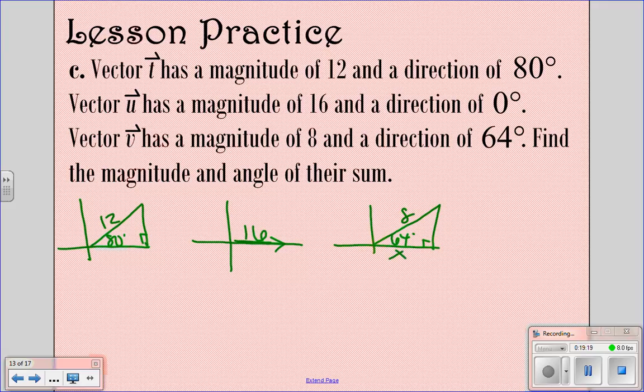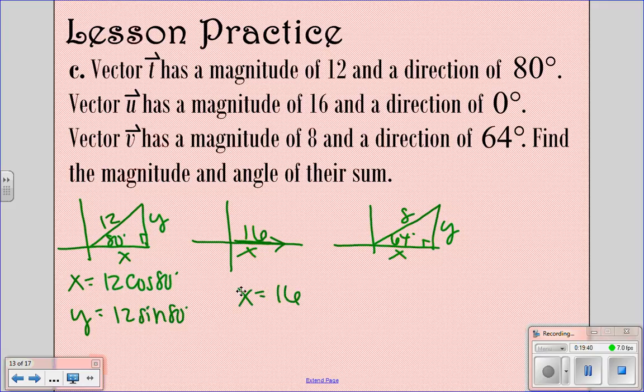So we've got our x value and our y value. This is only our x value, and then our x value and our y value. So I'm going to write out what you should get for your x and y's in terms of sine and cosine. Okay, so you should get those.